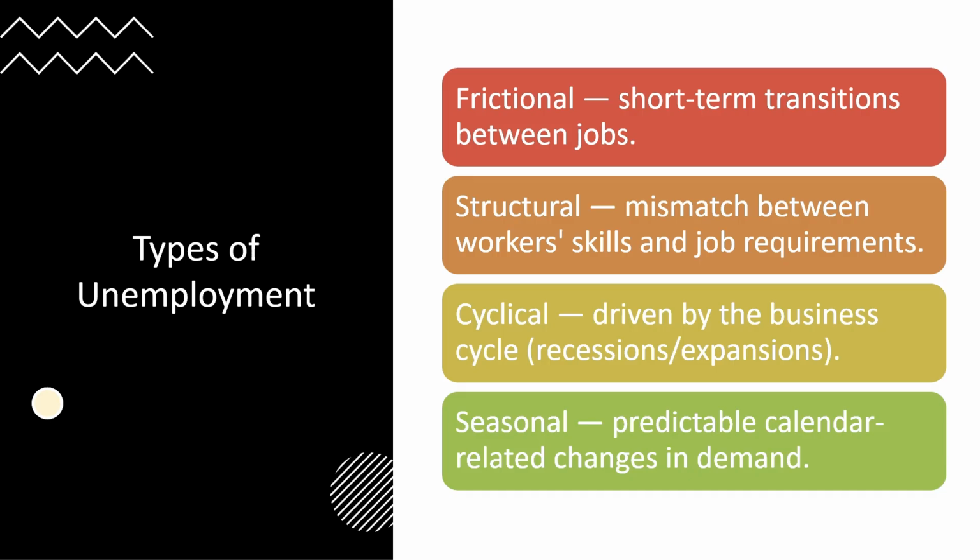The next type of unemployment is structural. This is a mismatch between worker skills and job requirements. So let's say you have, we'll just say, a college degree in engineering, but you cannot find an engineering job, and so you end up having to take maybe a customer service job. You have the skills for engineering, but you are working in something that is not what you prepared for or not what your skills are.